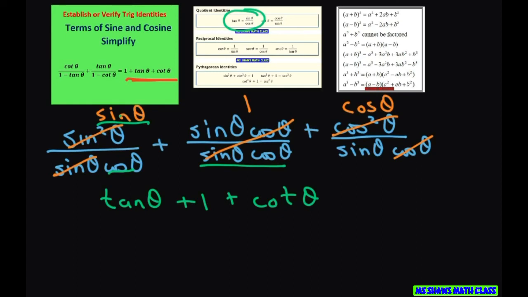If you want, we can rearrange this as 1 plus tan theta plus cotan theta.